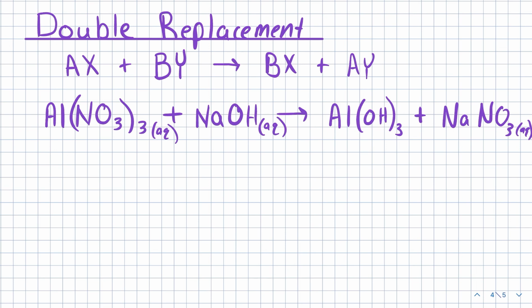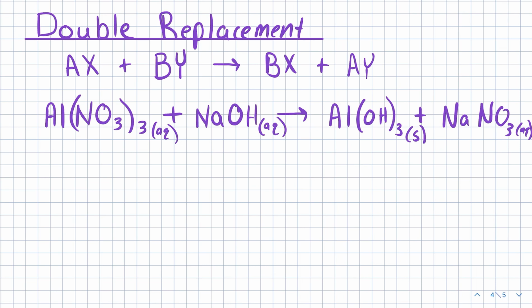And we're going to look, and I see that hydroxide, like I said previously, is usually solid unless it's in a compound with an alkali metal, calcium, strontium, and barium. Aluminum is none of those things, so it will be solid. In order for a double replacement reaction to occur, you need to have a precipitate form. The precipitate is the solid that forms when two aqueous compounds are mixed together.